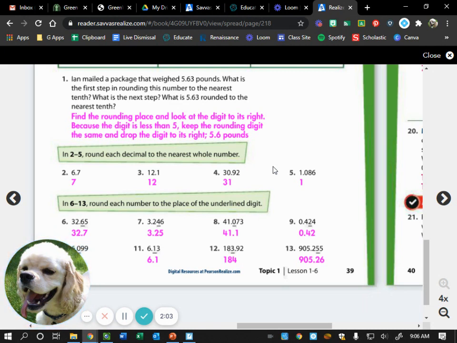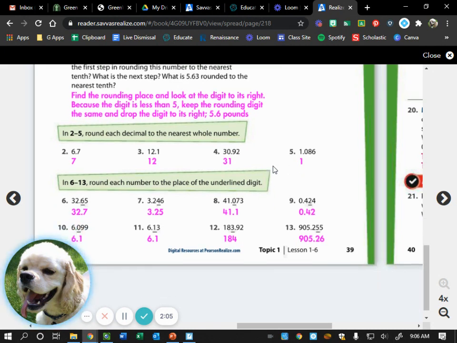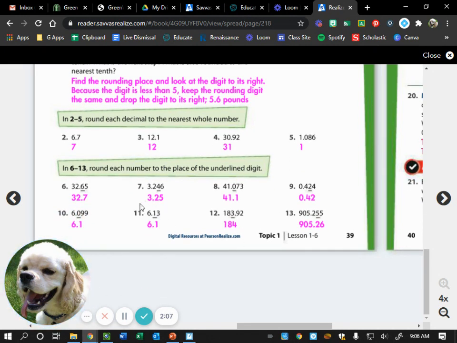I will. So, then we had number 11. For number 11, we're rounding each number to the place of the underlined digit. So whichever digit was underlined, that's where you were rounding it to. Number 11, the tenths place is underlined. So then we would look next door at the 3. The 3 is less than 5. So that 1 stays the same. Everything before also stays the same, so we keep the 6. Then everything after to the right would become 0. So 6.1 or 6.10 would work.